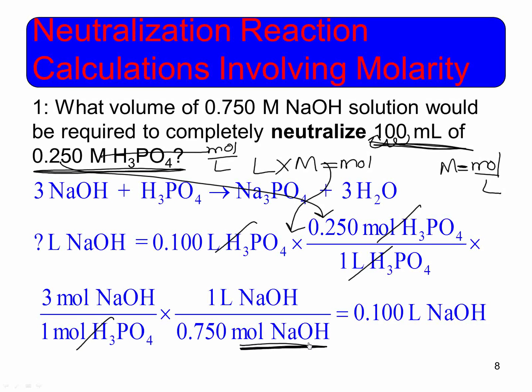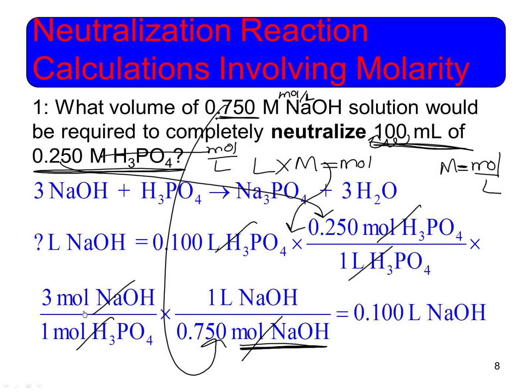Now all we do is take our 0.750 moles per liter, which is the definition of molarity, and plug it in, moles per liter. So we're left with liters on top. And you do the math. You multiply 0.10 times 0.25 times 3 and divide by 0.750. You should get 0.100 liters of NaOH.